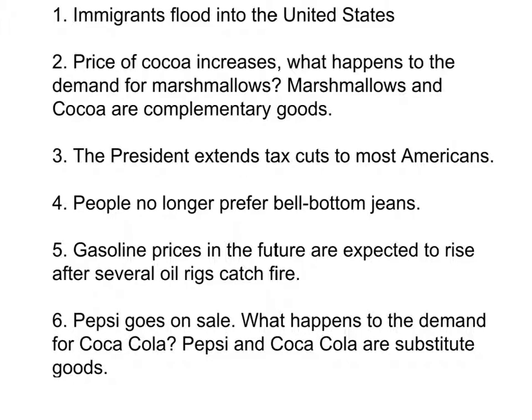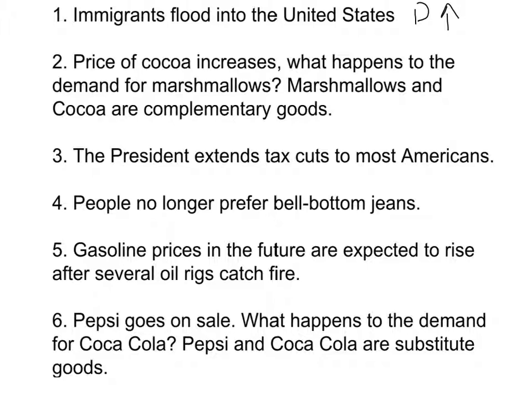For the practice set here, I have 6 problems listed out in order just for ease right now as we're learning. It's in the order of the determinants. So number 1 is number of buyers. If immigrants flood into the United States, we're looking for what happens to demand. If there are more people as immigrants flood into the United States, demand increases and we shift the curve to the right.